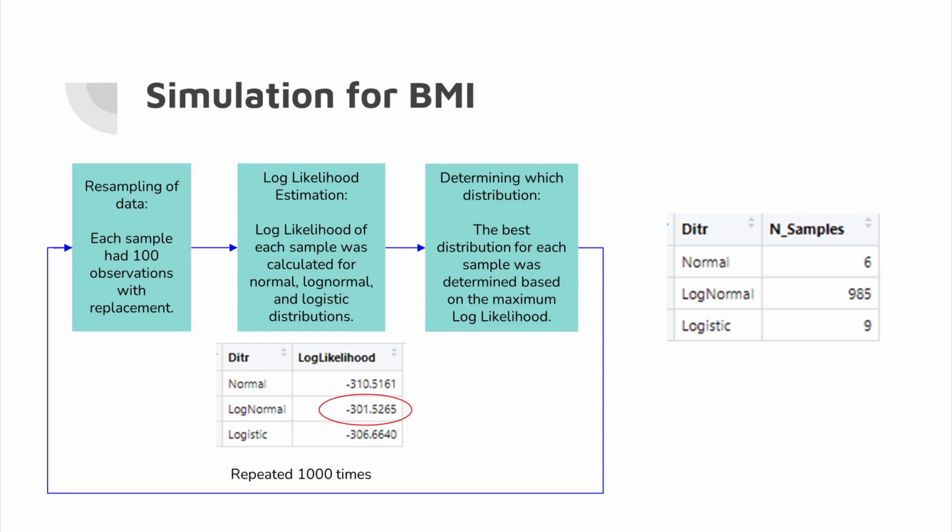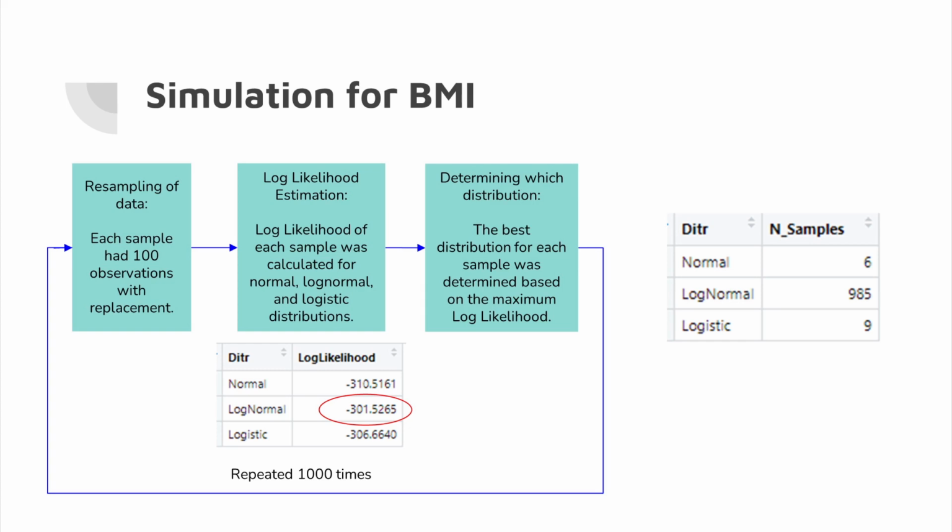In order to confirm that the data follows a log normal distribution, we perform a simulation. The simulation process is shown in the following diagram. First, we resampled our data, with each sample having 100 observations with replacement. Then we calculated the log likelihood for normal, log normal, and logistic distributions, as these three seem to provide the best fit. Then the best distribution was determined by the maximum log likelihood.